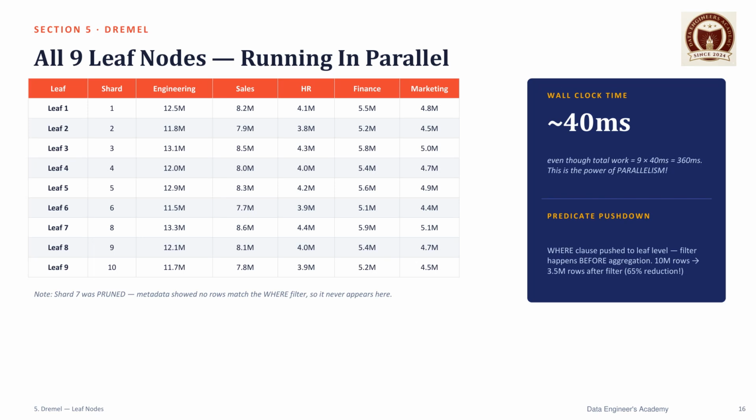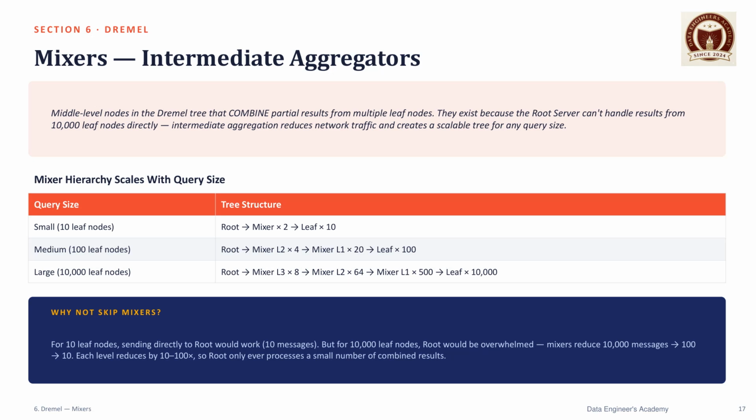Section 6 explores Dremel mixers. Mixers sit between the leaf nodes and the root server. Their primary job is to aggregate the partial results, preventing the root server from being overwhelmed by massive amounts of data. Mixers are essential for data reduction.